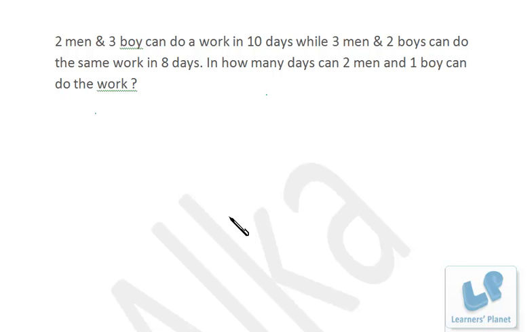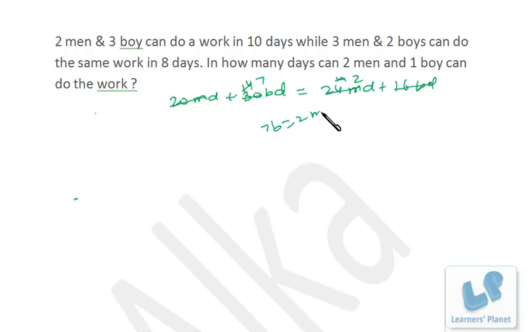Friends, once again, time and work. Here 2 men and 3 boys can do work in 10 days. That means the work is of 2 men 10 days, that is 20 man days plus 3 into 10, 30 boy days. And the same work can be done by 3 men in 8 days, that is 24 man days plus 2 boys 8 days, 16 boy days, right? So this is 4 and this is 14. That means 7 and 2. 7 boys is equal to 2 men.